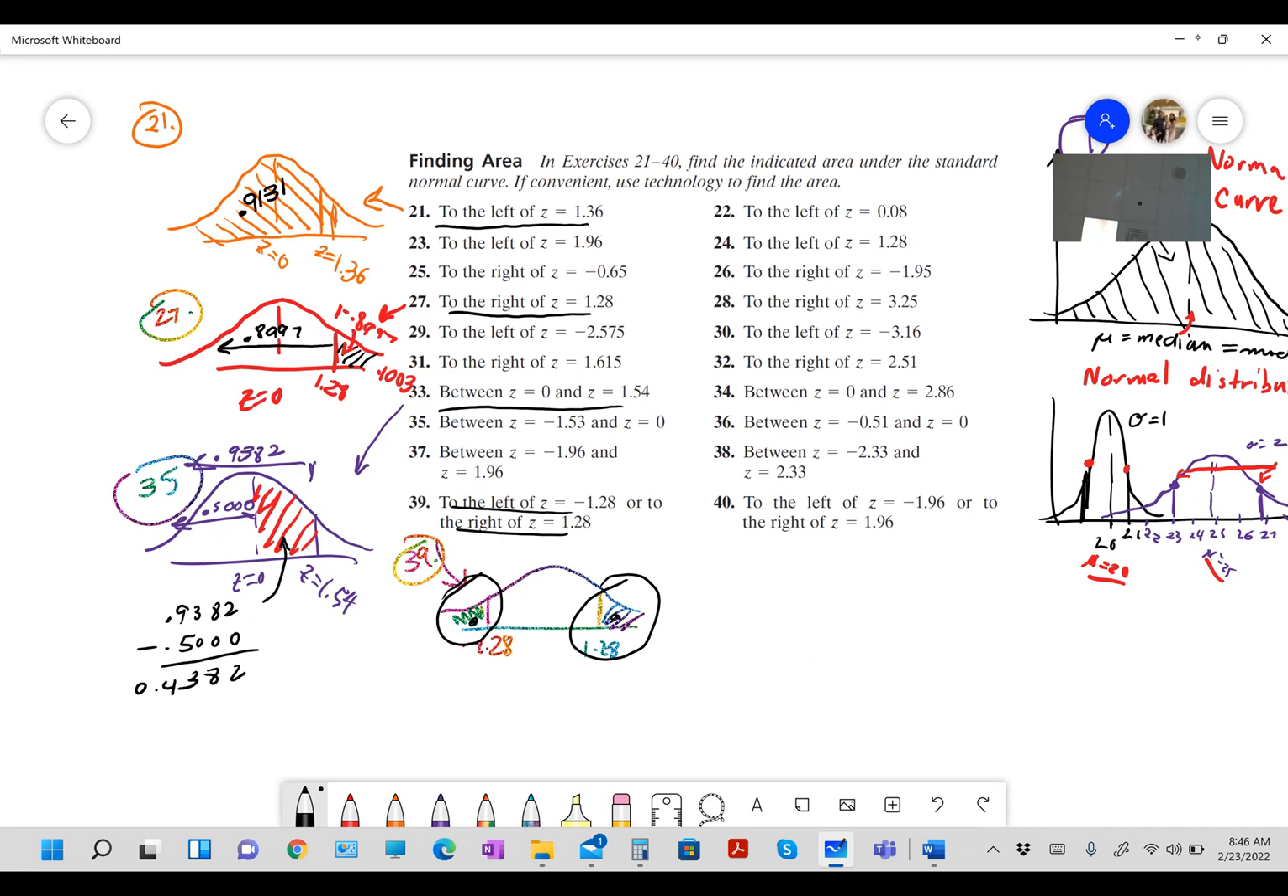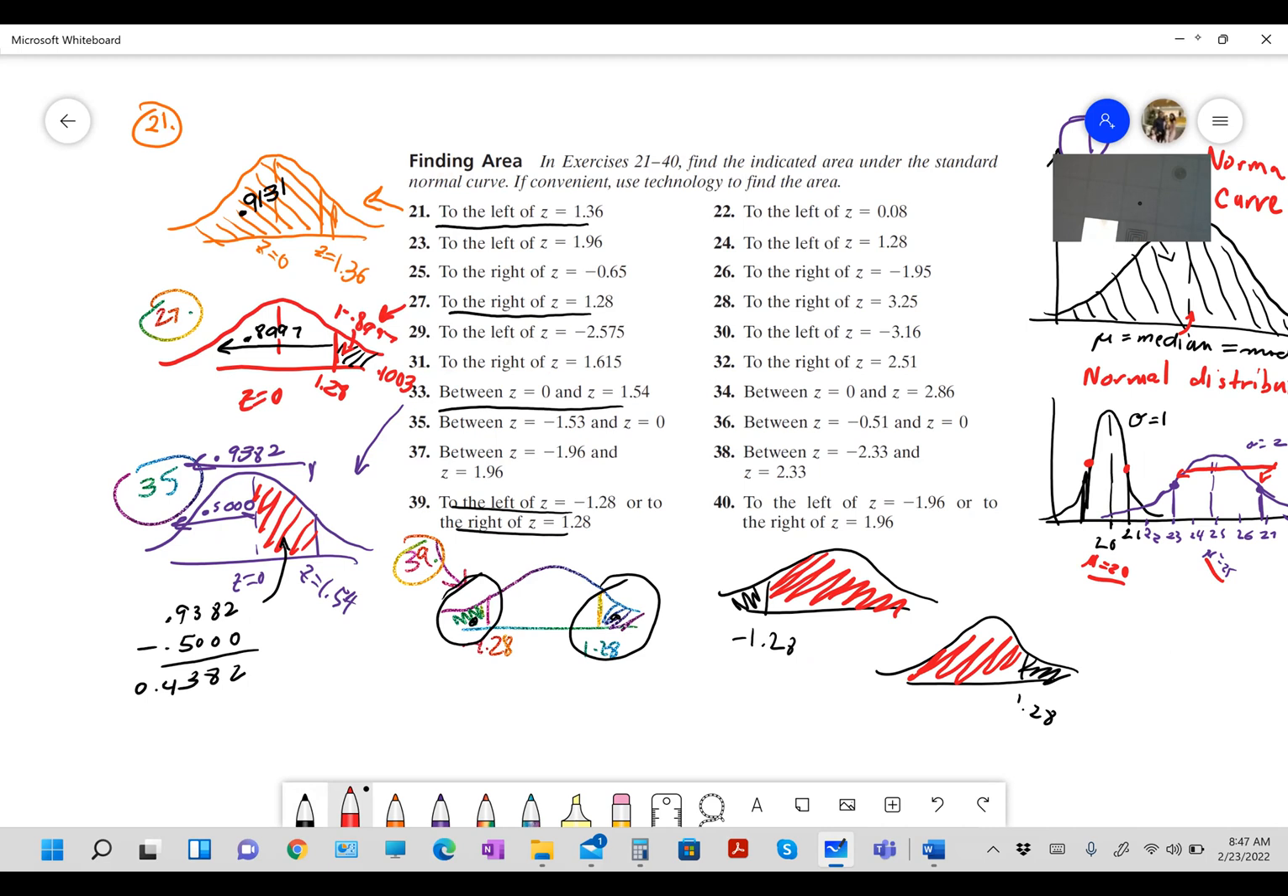In other words, what you realize is that negative 1.28 here is equivalent to positive 1.28 here. You also realize that this area here to the right of negative 1.28 is equivalent to the area to the left of positive 1.28. And that happens because they're mirror images of each other, because of symmetry.